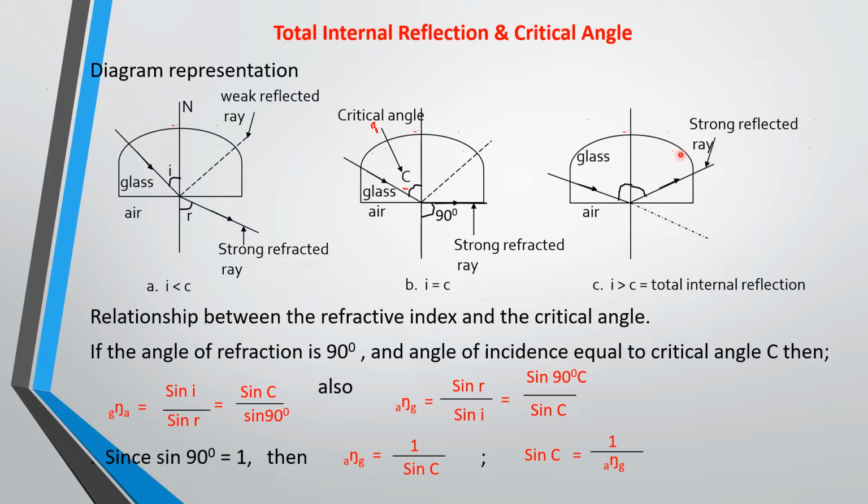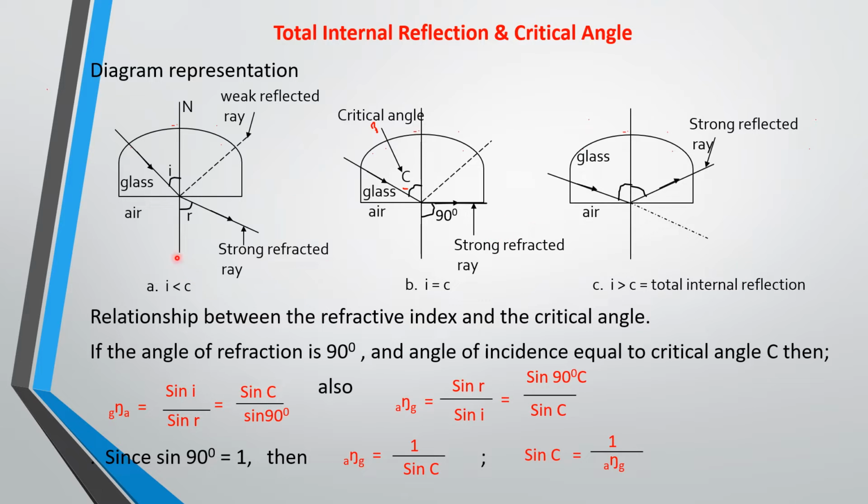Now, when you increase the angle of incidence further, you will discover that this ray now will come here. It will become totally reflected because this one will become a strong reflected ray. So this is the totally reflected ray. You see that this ray has been totally reflected back into the dense medium. So at this point, the angle of incidence is less than the critical angle. At this point, the angle of incidence equals the critical angle, and the refracted ray is at 90 degrees. Then when the angle of incidence is greater than the critical angle, you have total internal reflection. This is what you should know, that at total internal reflection, the angle of incidence is greater than the critical angle. These are objective questions in JAMB and in WAEC.